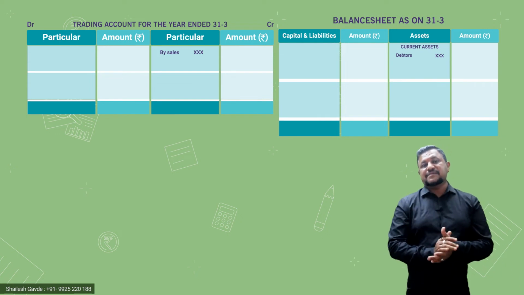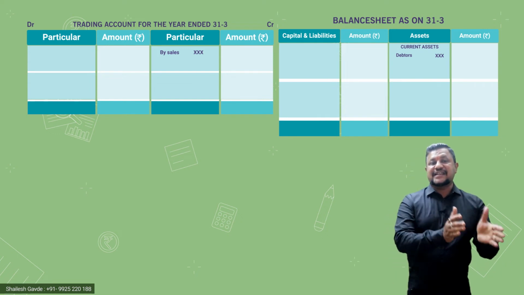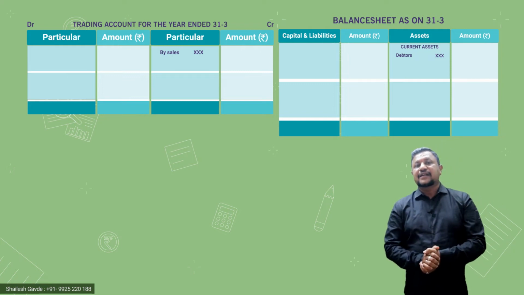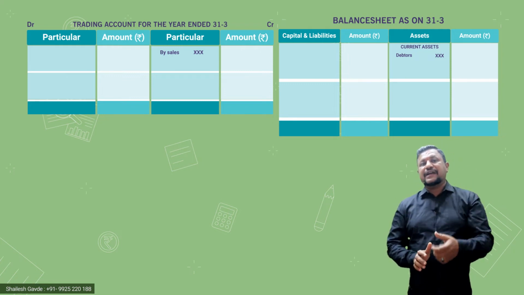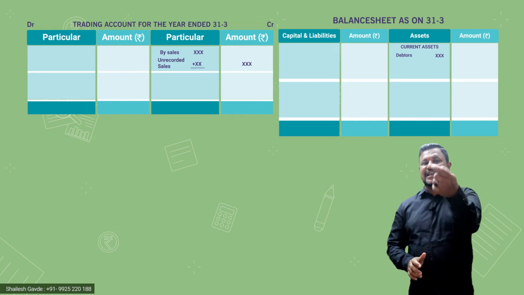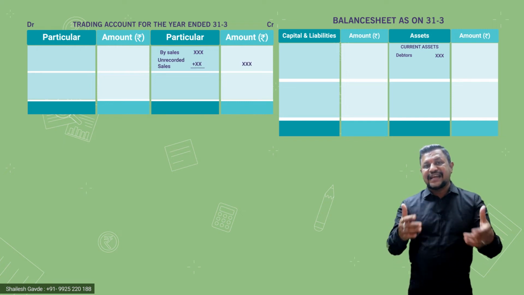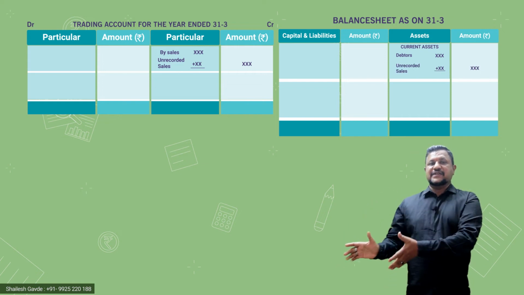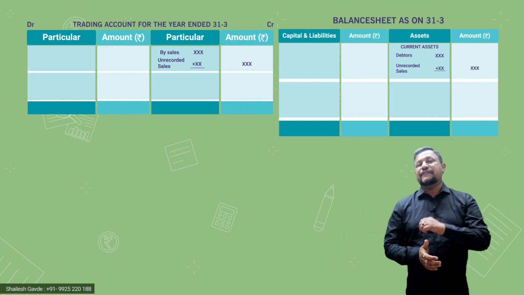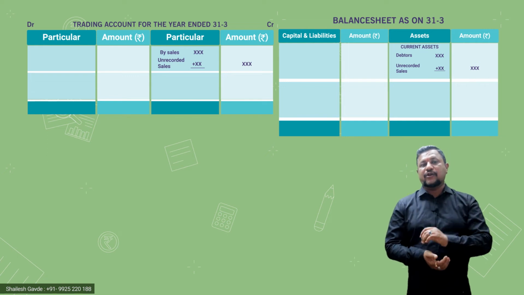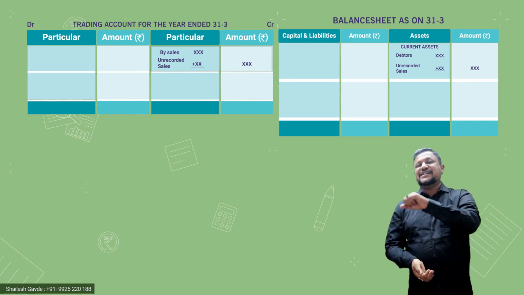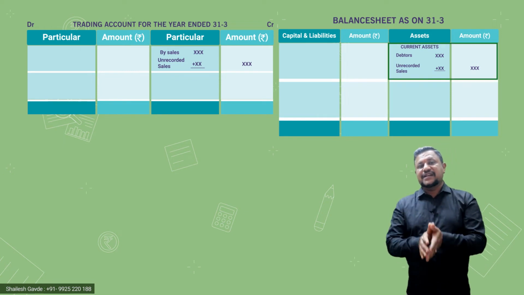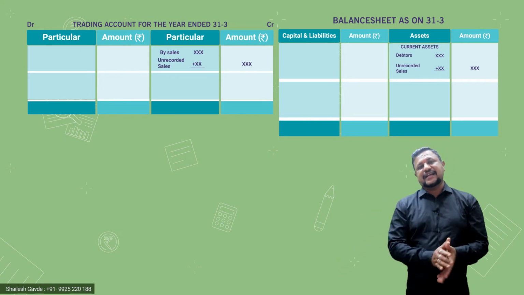Now the adjustment is credit sales unrecorded. So we'll record it. In trading account, the first effect we'll give is we'll add with sales, and the second effect we give is in balance sheet we add with debtors. So two effects of credit sales unrecorded is you add with sales in trading account and you add with debtors in balance sheet asset side.